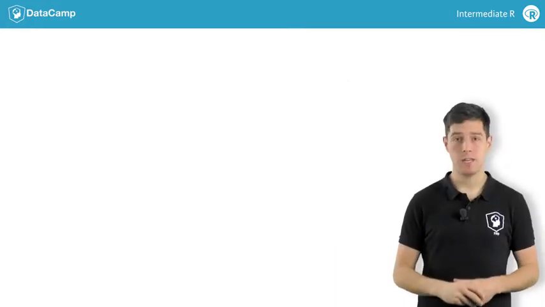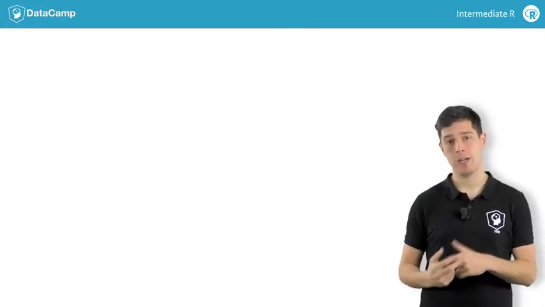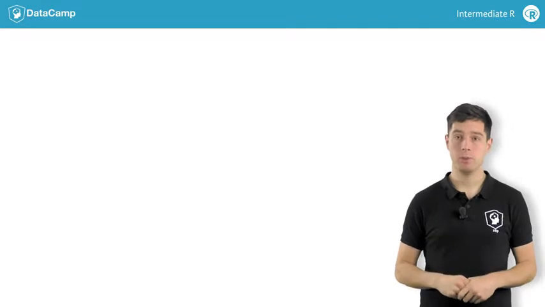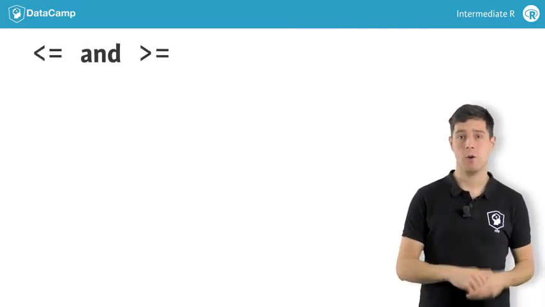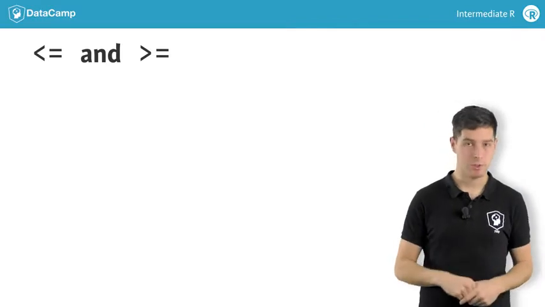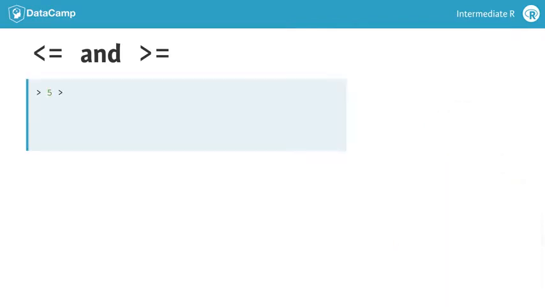You can also check to see if one R object is greater than or equal to, or less than or equal to, another R object. To do this, you can use the less than sign or the greater than sign together with the equal sign. So 5 greater than or equal to 3, as well as 3 greater than or equal to 3, will evaluate to TRUE.